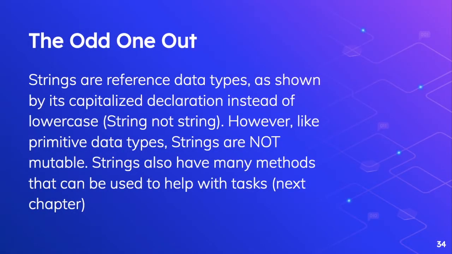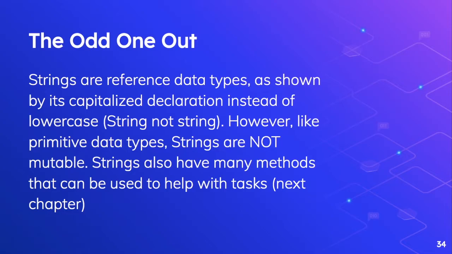Strings are the only reference data type that acts like a primitive in a sense, because they are immutable, and it can be declared literally and stuff like that. And you can tell it's a reference data type because all reference data types will be capitalized. Primitive data types are not capitalized. Strings have many methods that will help with stuff, and I think that is the next section, 2.1 or 3.1, or something like that.